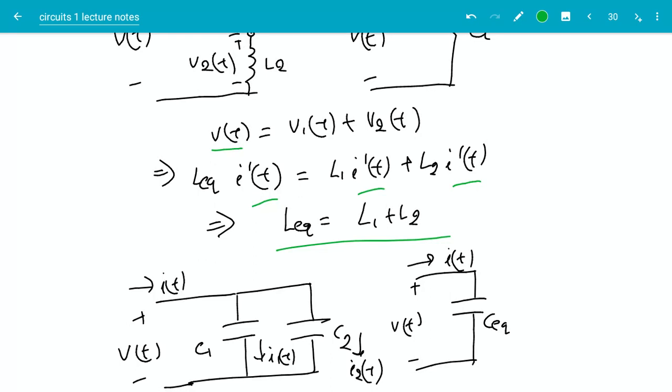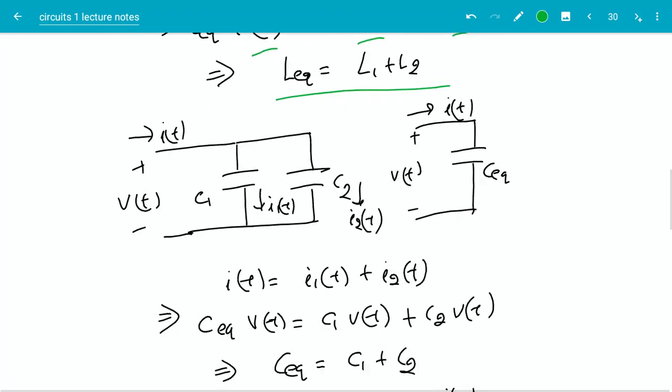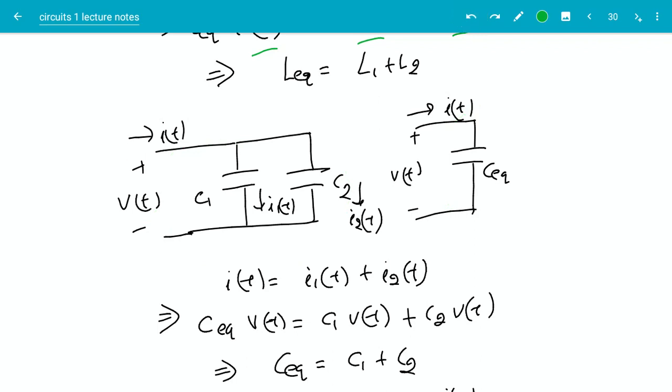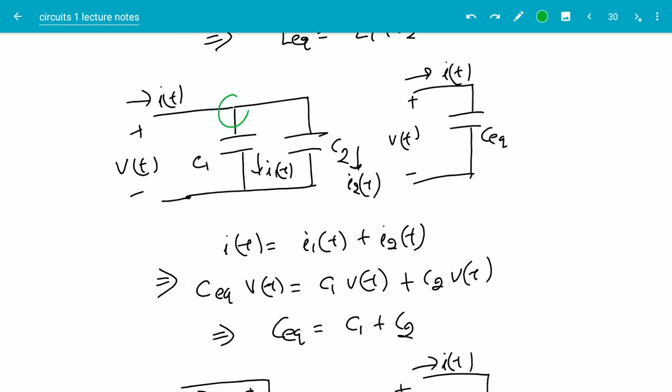Now let's see parallel capacitors. Again, I have C1 and C2 in parallel here. I want to replace them with a single capacitor. Same conditions, V of t and I of t here, V of t and I of t here. All right. Now again, I write a KCL equation at that node. I get I of t is I1 plus I2.